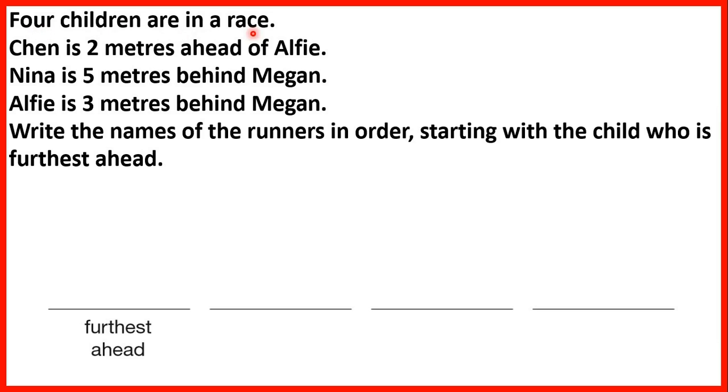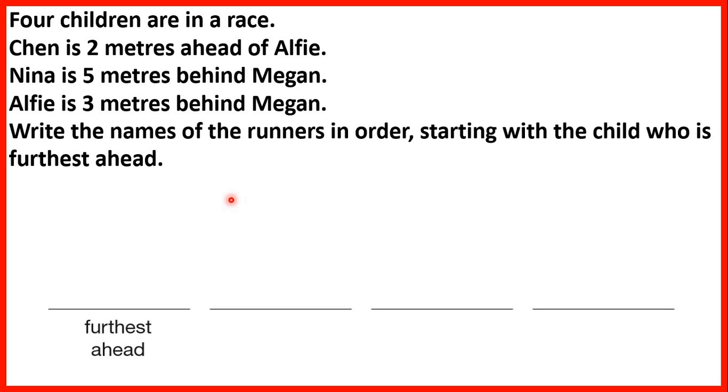4 children are in a race. Chen is 2 meters ahead of Alfie. Nina is 5 meters behind Megan. Alfie is 3 meters behind Megan. Write the names of the runners in order, starting with the child who is furthest ahead.